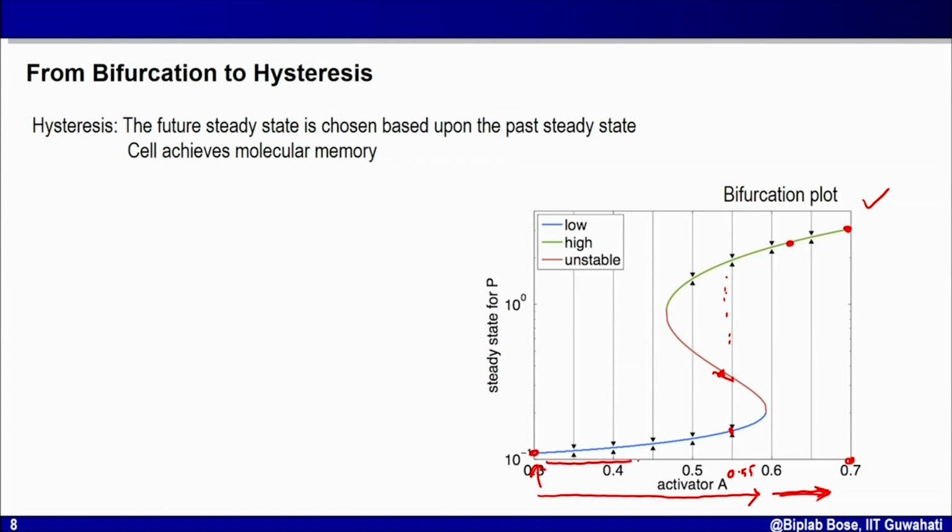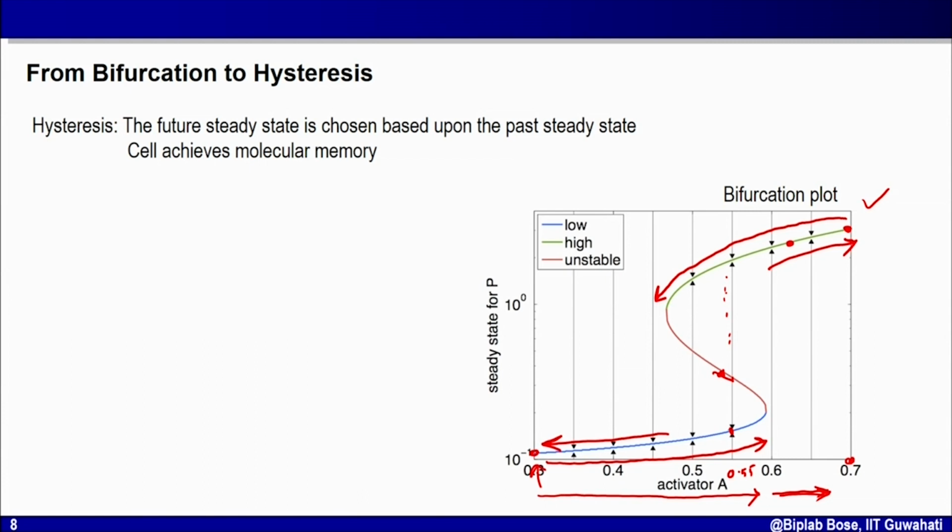when I increase the value of A from a lower value up to near 0.6, the system will stay in the blue, or the lower, steady state, and then it will follow this path. So my path is like this and then jump and increase. When I start from a higher value of the steady state and decrease the signal or activator A, it will follow this path and then it will jump to this lower one, and if I decrease A further, it will follow the blue path.